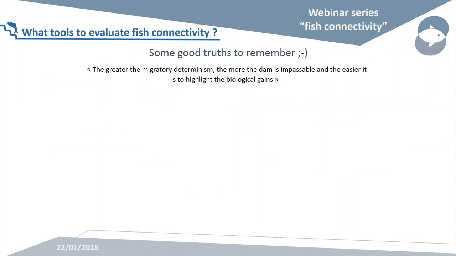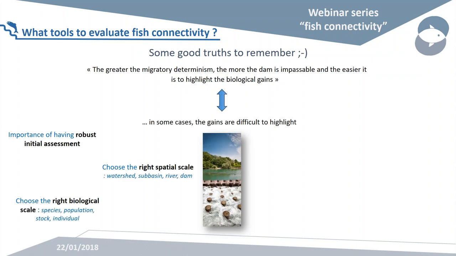I would also like to recall a few good truths about evaluating fish connectivity. Firstly, the greater the migratory determinism, the more the dam is impassable, and the easier it is to highlight the biological gains. In other words, if you work on Atlantic salmon and a big, really impassable dam, it will be quite easy to highlight the biological gains. But when you work on local species and on small dams, it can be much more difficult to highlight the biological gain. And it's important to know this when you build your projects.